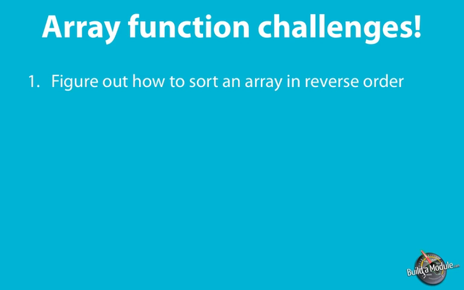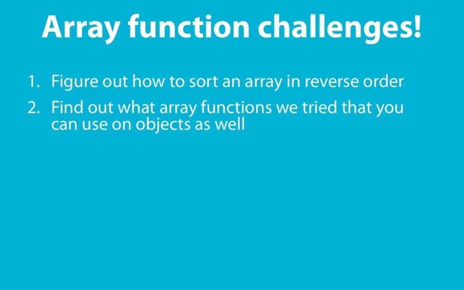So first of all, see if you can figure out how to sort an array in reverse order. So we use the function asort in order to sort by value ascending, and the function ksort in order to sort by key ascending. See if you can sort by the value, but in reverse order instead. Next, find out what functions that we used on arrays will also work on the types of objects that we used in these last videos as well.